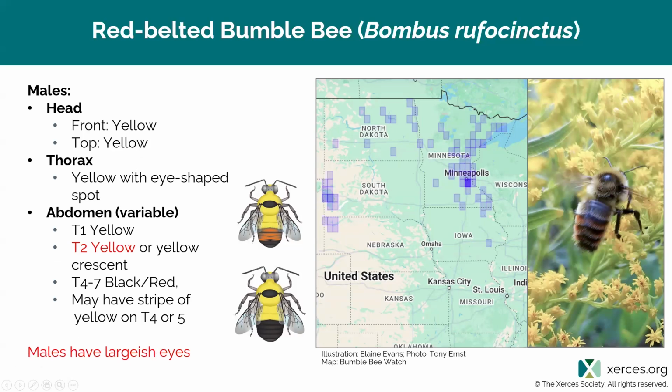Another thing to look out for in males of the species is the size of their eyes. As we talked about last week, some bumblebee species have males with really large eyes. This is a species where the males have slightly larger eyes than the females. So it's not quite as obvious a difference as you would expect to see for the brown-belted bumblebee, but there is a slight difference in the size of the eyes between males and females for this species.